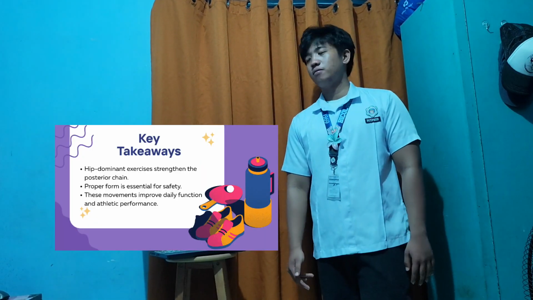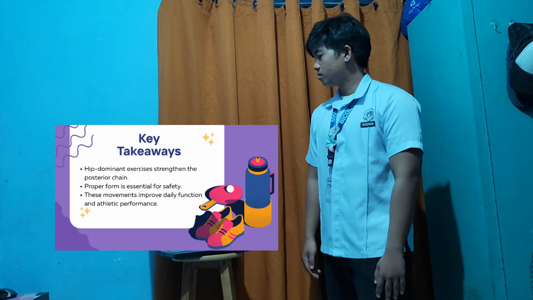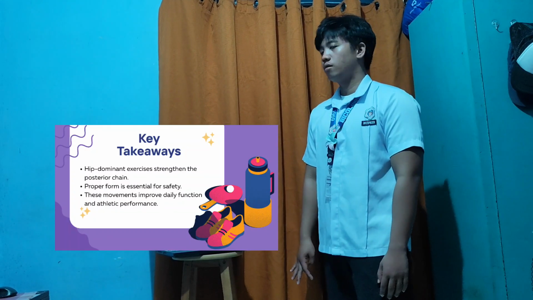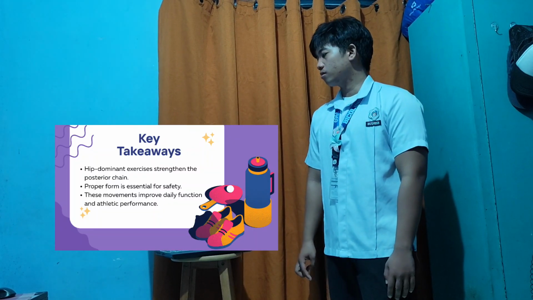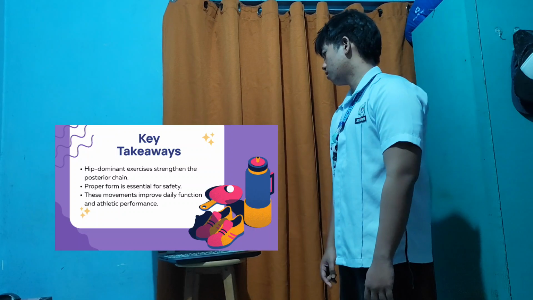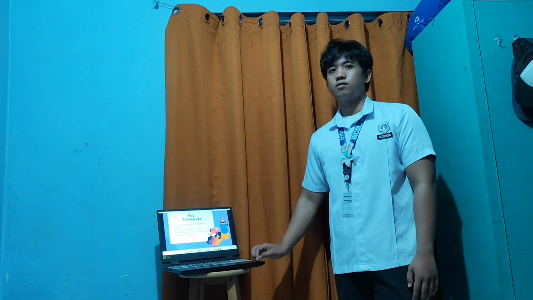To sum it all up, these are the key takeaways. Hip dominant exercises strengthen the posterior chain. Proper form is essential for safety. The last one, these movements improve daily function and athletic performance.